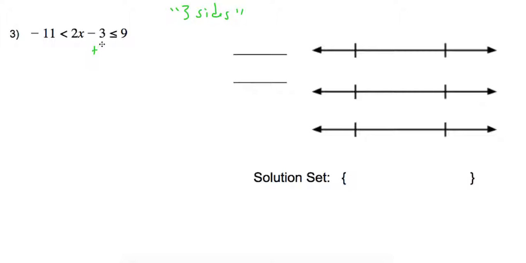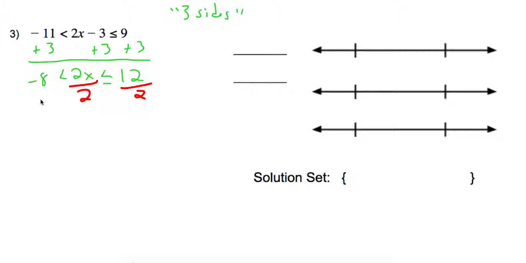So if I add a 3 to the middle of this inequality, I have to add a 3 to this 9, and I have to add a 3 to that negative 11. So over here I'm going to get negative 8 is less than 2x, which is less than or equal to 12. Next up, if I wanted to divide everything by a 2, I'll get negative 4 is less than x, which is less than 6.